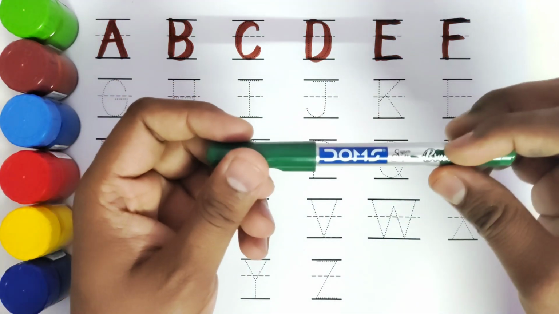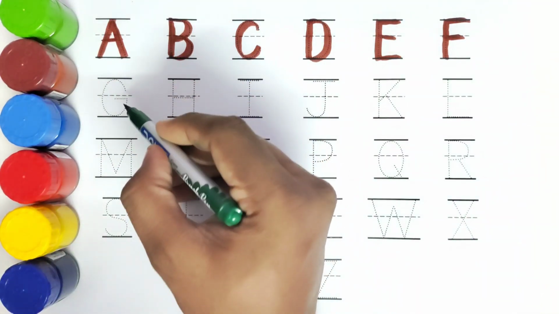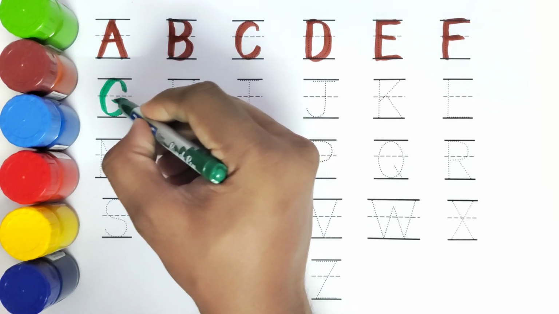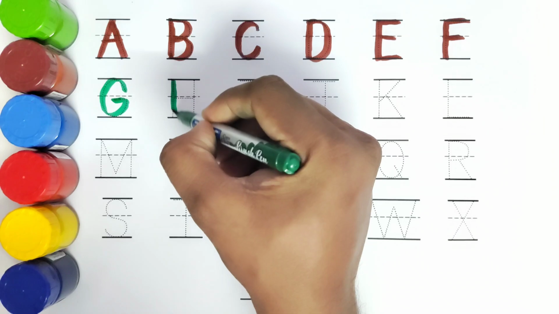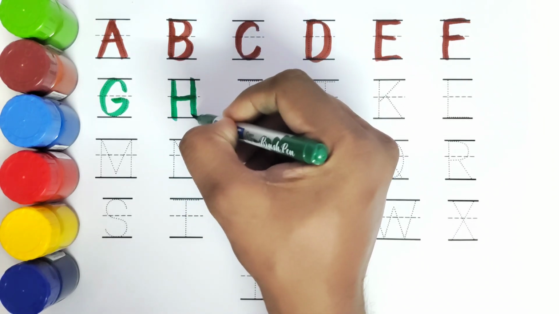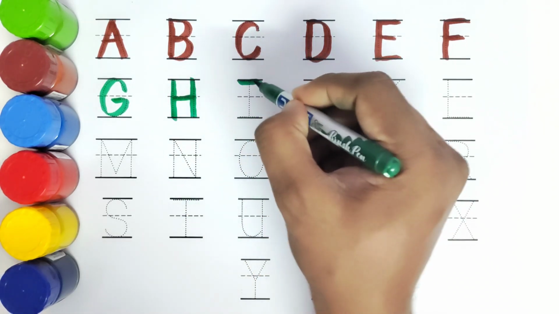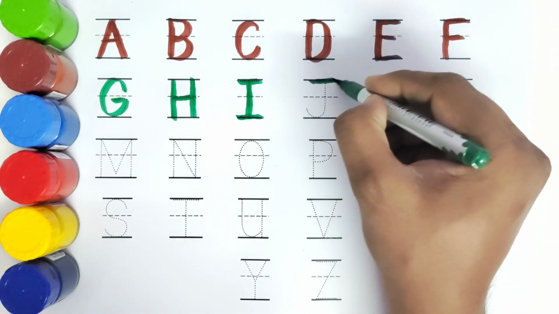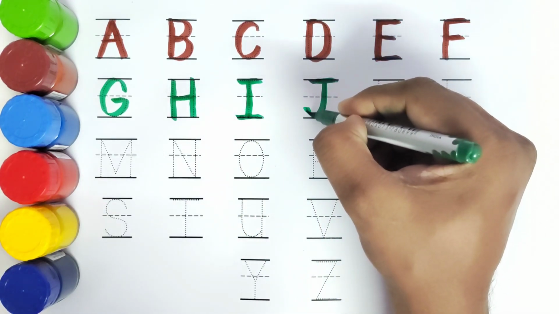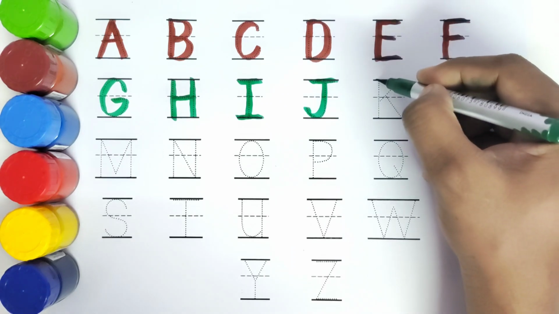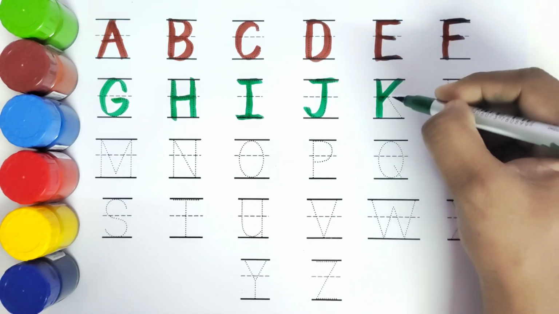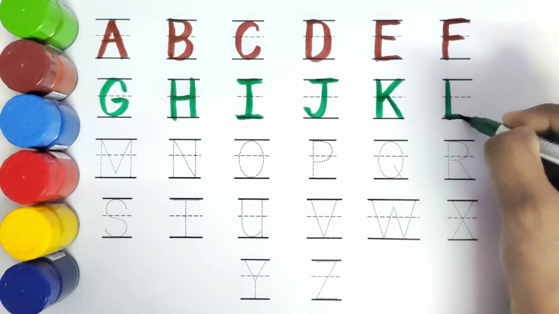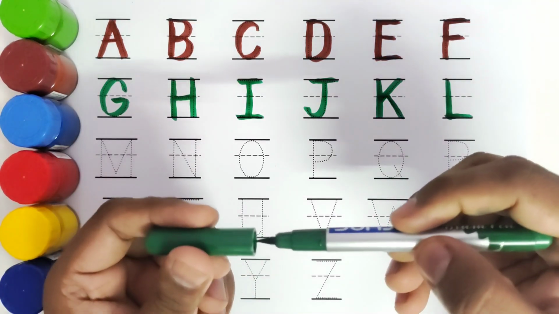This is dark green color. G for goat. H for hat. I for ice cream. J for jug. K for kite. L for lion.